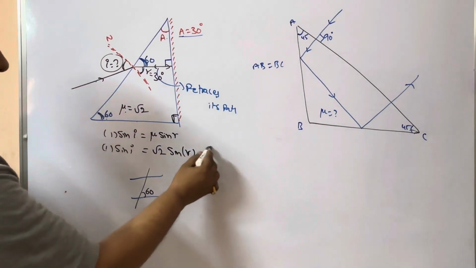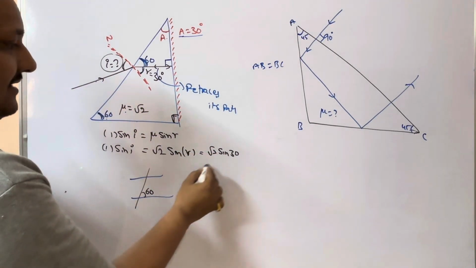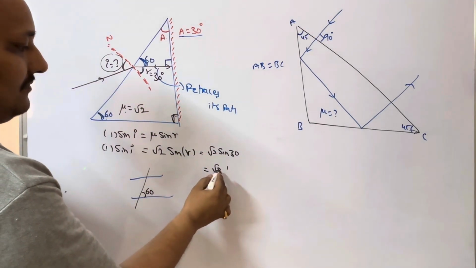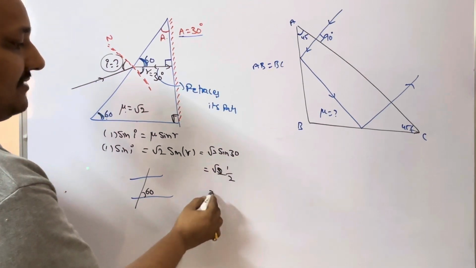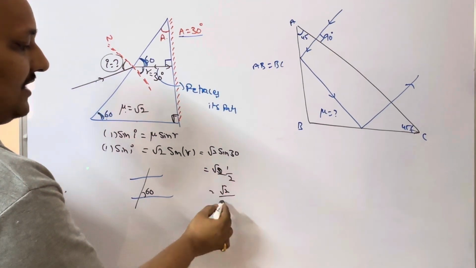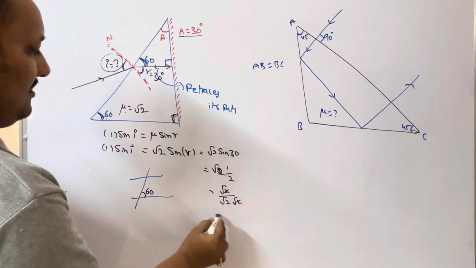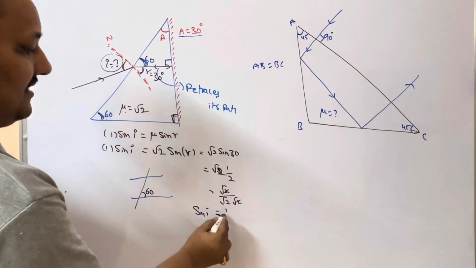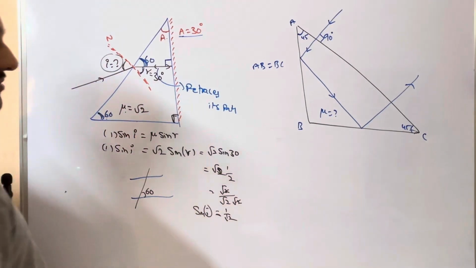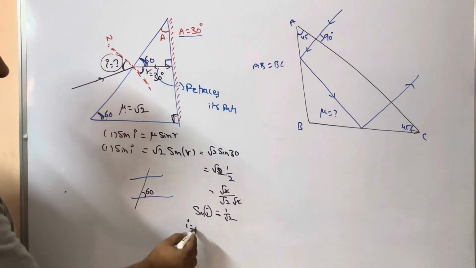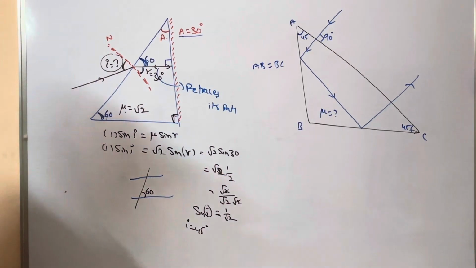So you can substitute here: root 2 sin 30. What is the sin 30 value? Sin 30 value is 1 by 2. So root 2 can be written as root 2 into 1 by 2, and sin I is equal to 1 by root 2. Sin I equal to 1 by root 2 means the I value is 45 degrees.